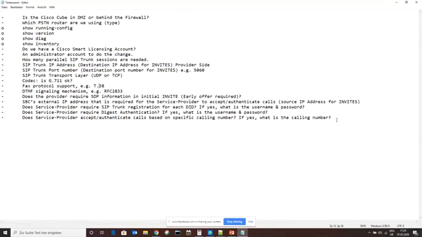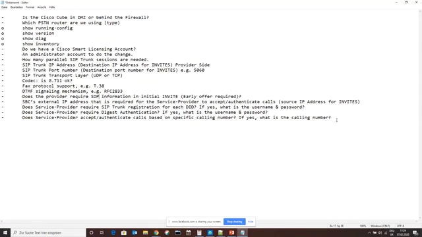And then, do they need an early offer? Early offer usually means that when you send the first invite to the provider, you also send the information about the media. You send the session description: what kind of codec, what is the payload, and what is the endpoint IP address, and all that information you send in the early offer.